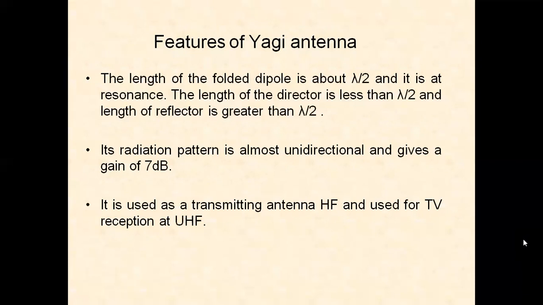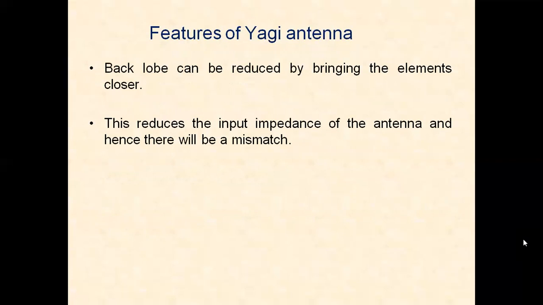It is used as a transmitting antenna for HF, high frequency signals, and is used for television reception at ultra high frequency, that is UHF frequencies. Back lobe can be reduced by bringing the elements closer. There should not be any back lobes because the signal cannot be radiated in the opposite direction. We want only a unidirectional radiation pattern. If we place the elements very close, with the spacing between them made lambda by 10, we can reduce the back lobes.